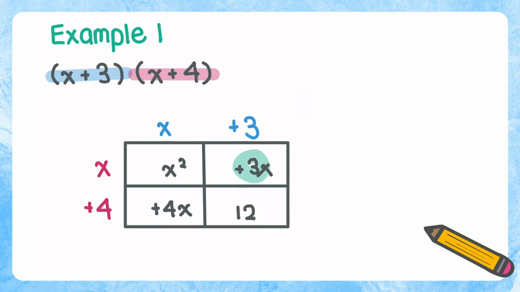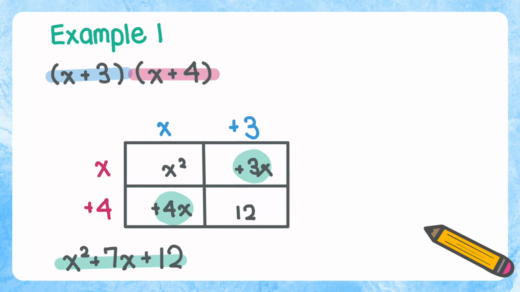And then if you notice here, we have two linear terms, the positive 3x and the positive 4x. So if you combine that, that would be positive 7x. And everything else stays the same. So we have x squared plus that 7x plus 12. So x squared plus 7x plus 12. Surprise, surprise, this is the same answer that we got earlier.